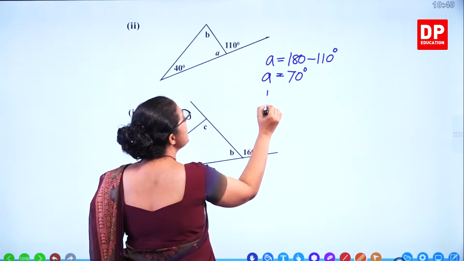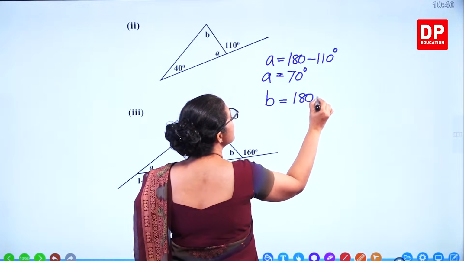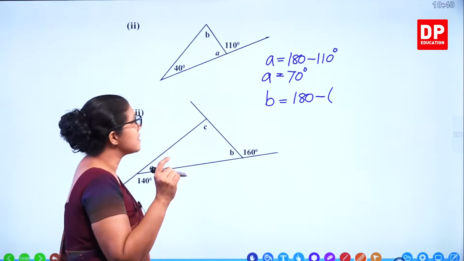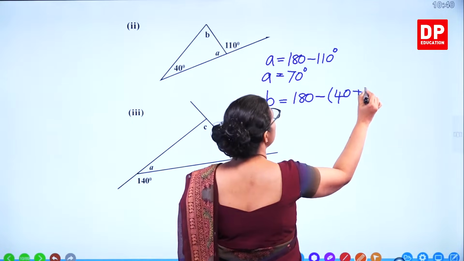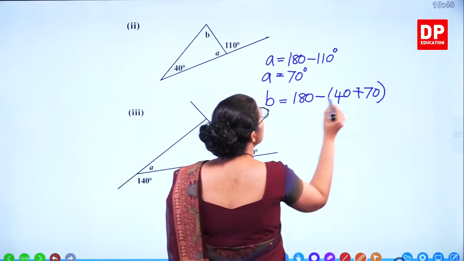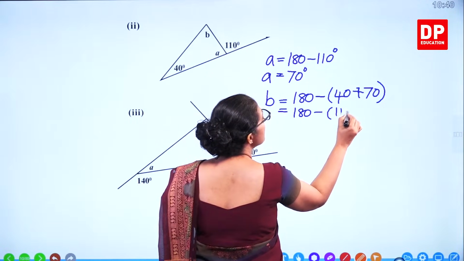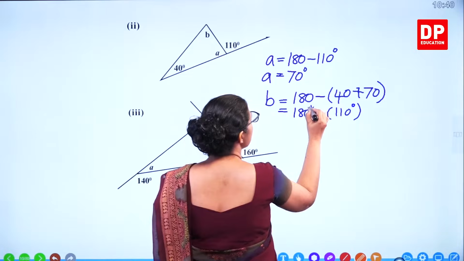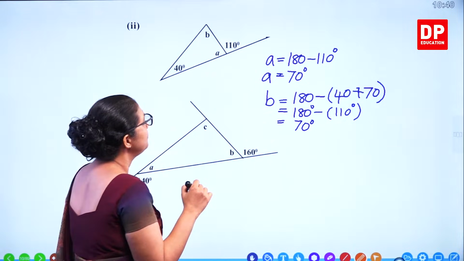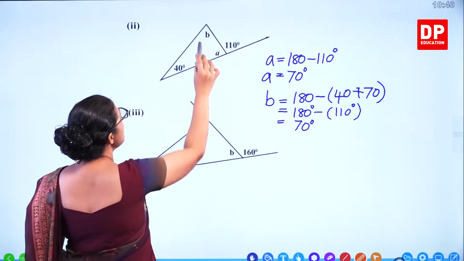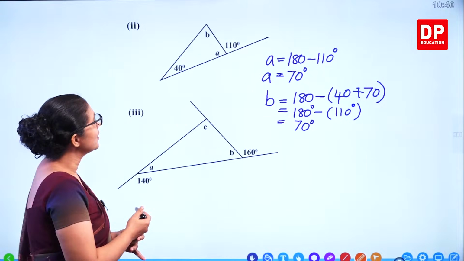Now we found 70 here. You can find the B angle. B means 180 minus the sum of the other two angles. 40 is one and the other one is 70. So you get 180 minus 110. B is 70 as well. So this is 70, this is also 70. So that's an isosceles triangle.